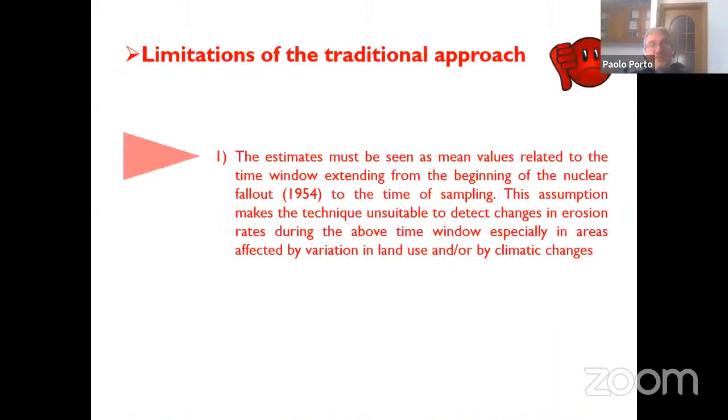But clearly we have some limitations. And the most important limitation is that we don't know what happened in the past. I mean, we know on average, because cesium-137 explores that time window from 1954 to the date of sampling. But if there is a change in soil erosion during this period, cesium-137 cannot detect it, okay?